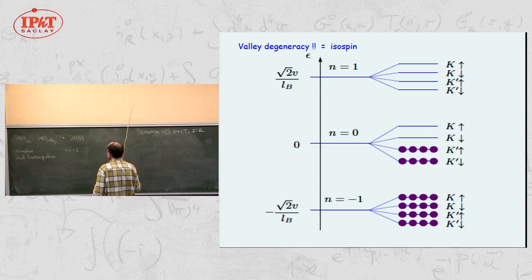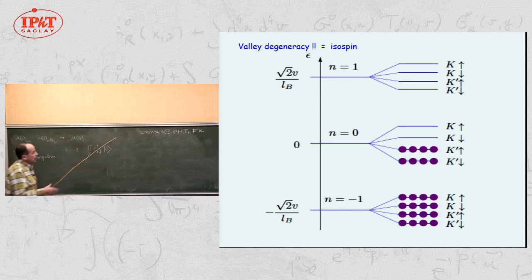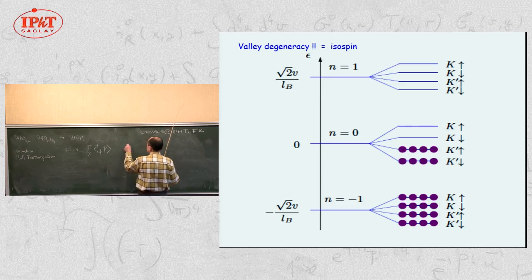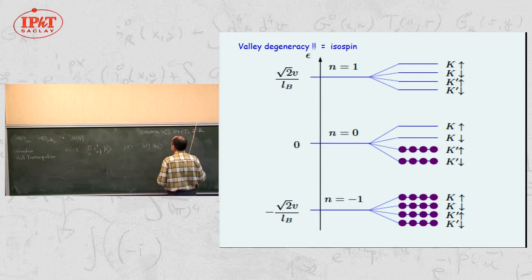So in the case of filling factor -1, then you can construct a Slater determinant in which you populate exactly all states where x is the guiding center coordinate in any gauge you like, and phi is simply one vector in the vector space spanned by the valley spin degrees of freedom.